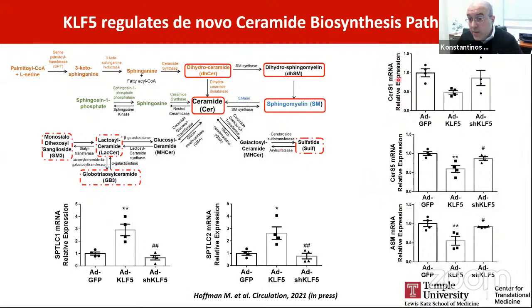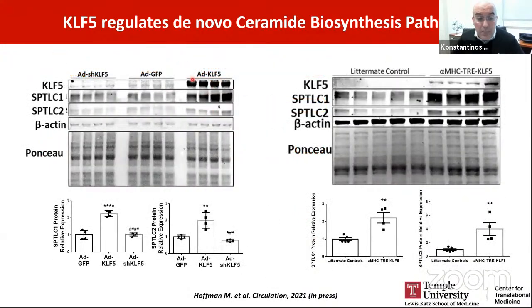It seems like ceramide synthase is not activated by KLF5, the opposite I would say, and the same for acid sphingomyelinase. But for SPTLC1 and SPTLC2, which are the subunits of the SPT enzyme, it seems like KLF5 induces the expression. We confirmed that this also happens at the protein level. So here you can see that in cells that overexpress KLF5, SPTLC1 and SPTLC2 are increased. We checked the transgenic mice, and SPTLC1 and SPTLC2 are also increased there.